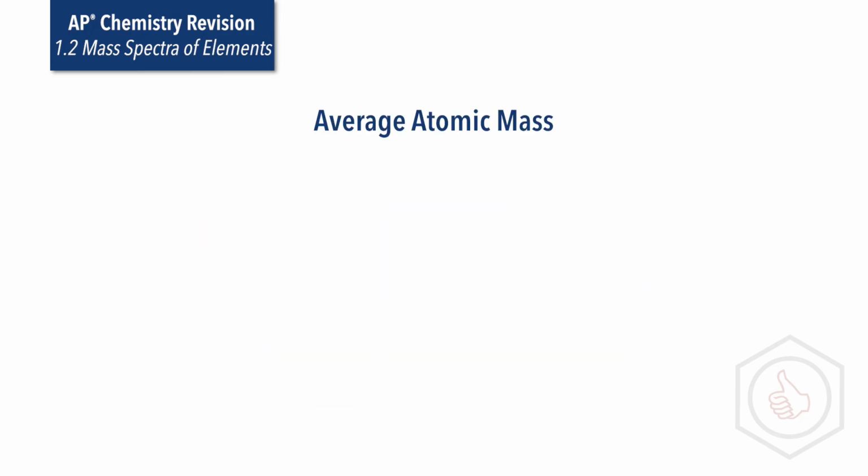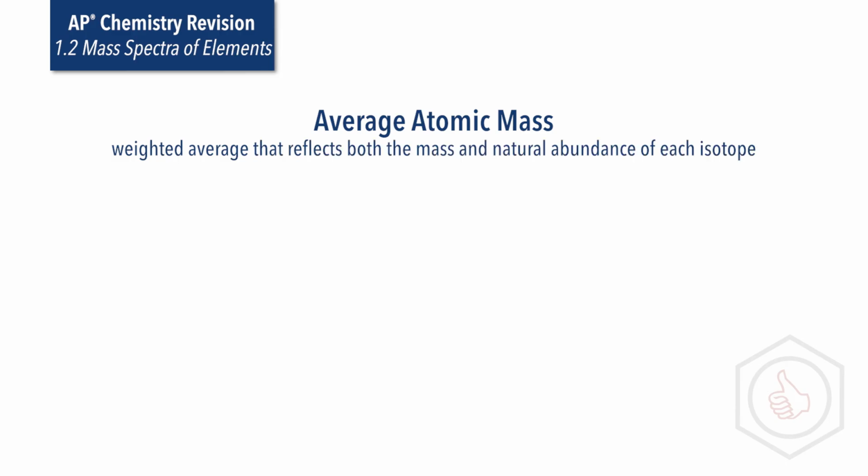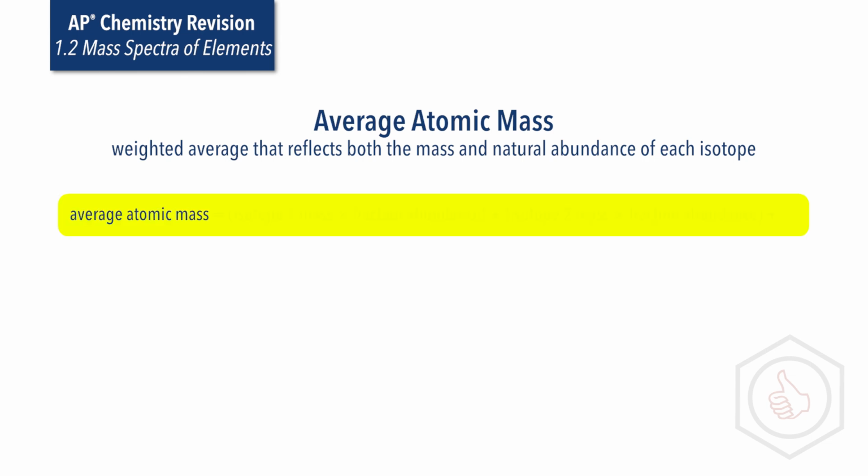Average atomic masses given by a periodic table of elements aren't simply averages based on isotopes. They're weighted averages that reflect both the mass and natural abundance of each isotope. To calculate average atomic mass, we use the formula: average atomic mass equals isotope 1 mass times its fractional abundance, plus isotope 2 mass times its fractional abundance, and so on.